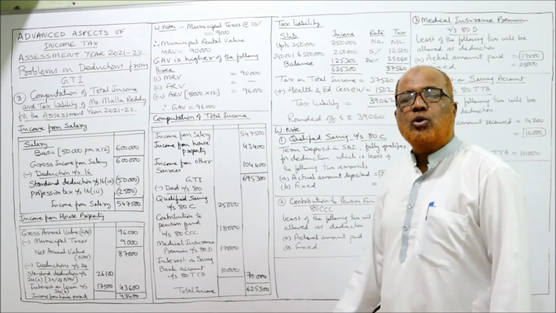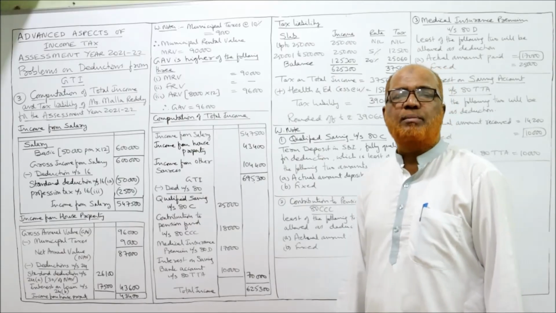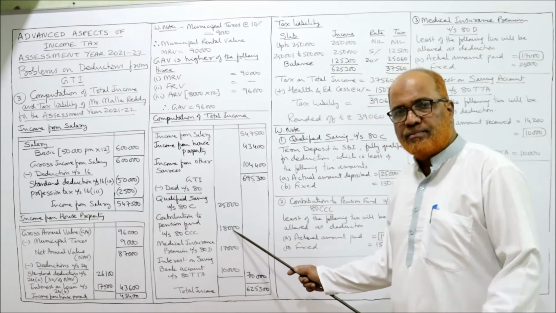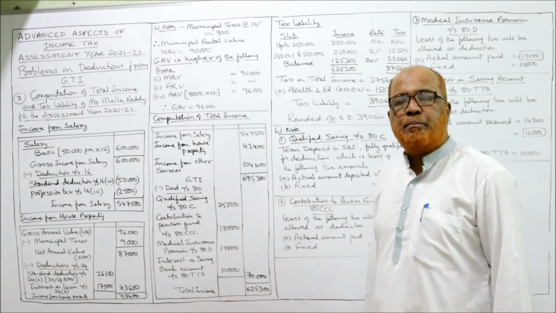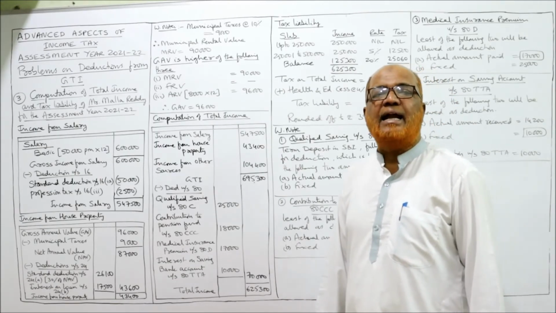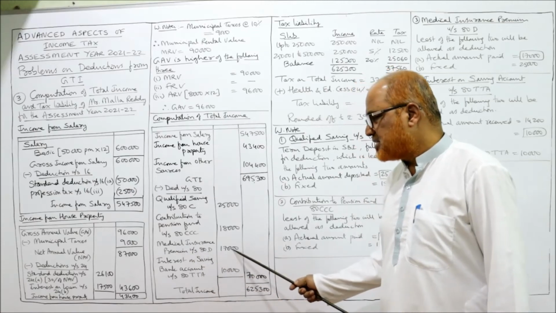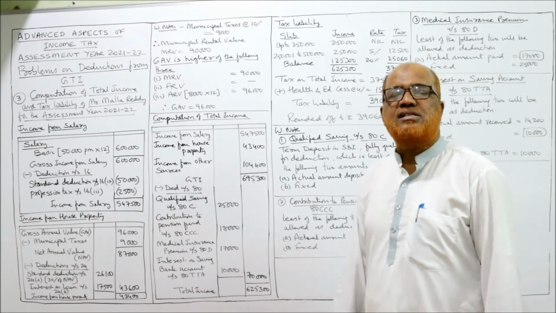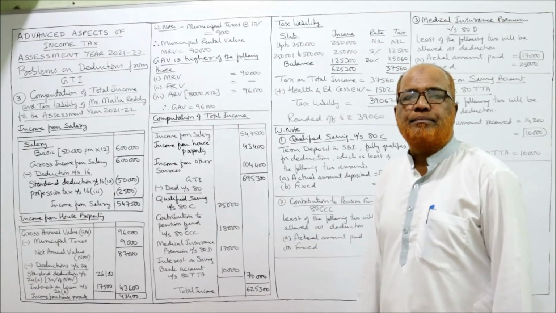Secondly, contribution to pension fund. Deduction will be allowed under section 80CCC. Then 18,000. Medical insurance premium paid. Deduction will be allowed under section 80D. 17,000. Interest on saving bank account. Deduction will be given under section 80TTA.